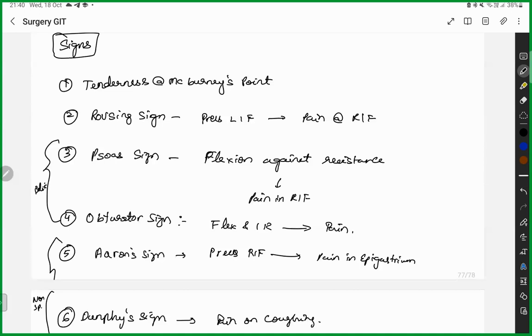And what is going to be number 5? Aaron sign. What is Aaron sign? Pressing your right iliac fossa is going to cause pain in the epigastrium. And what is Dunphy's sign? Pain on coughing. Not specific.